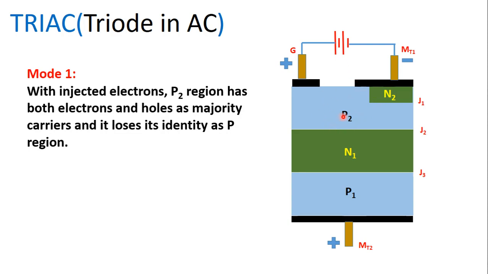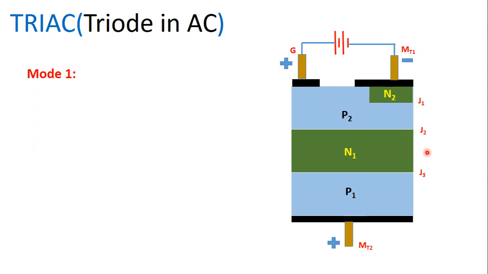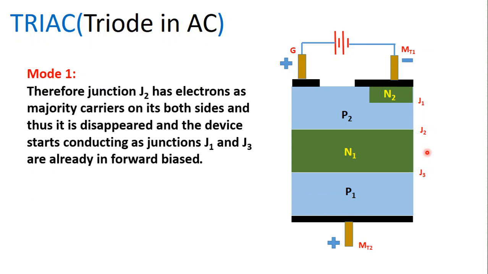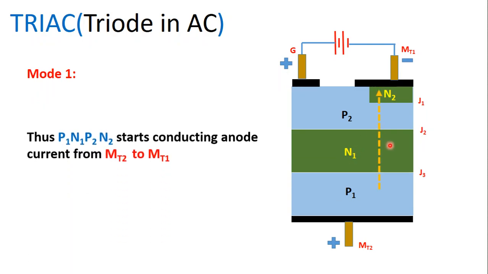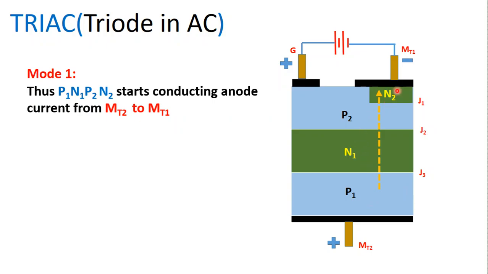Now with the injected electrons in the P2 layer, what happens here, the P2 layer has holes as majority charge carriers, but when electrons are injected in this, it has both holes and electrons as majority charge carriers, and it loses its identity as p region because of this. And here we already know that in N1 layer electrons are majority charge carriers, so this junction J2 will disappear, and since junction J1 and J3 are already in forward bias condition, our triac starts conducting through P1 N1 P2 N2 structure.